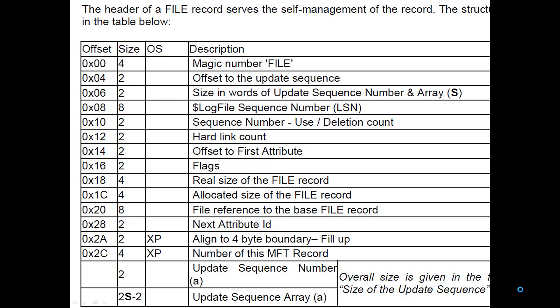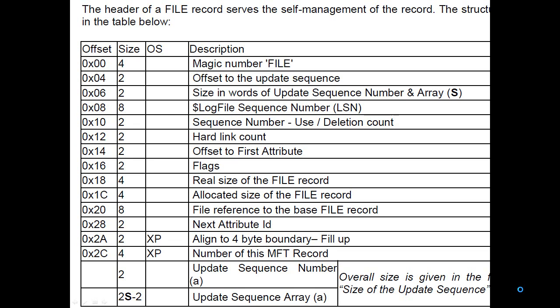So this is the layout. First 4 bytes are FILE. The next 2 bytes are the offset to the update sequence, and this is an offset within the MFT. Next 2 bytes, or the next word, is the size in words of the update sequence number in the array. Now we have 8 bytes, which equates to a long long, and this is the log file sequence number.